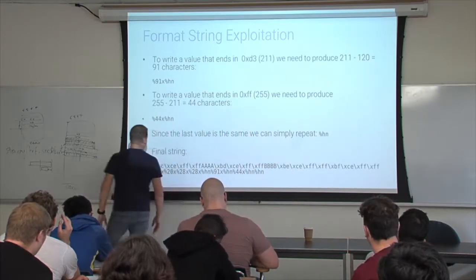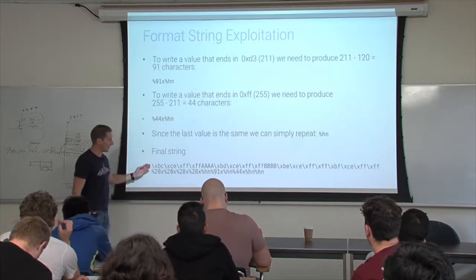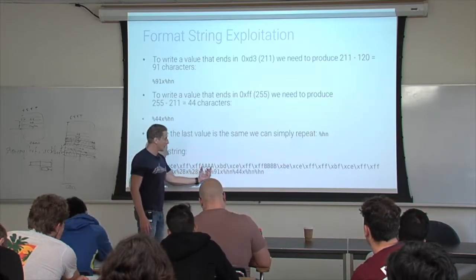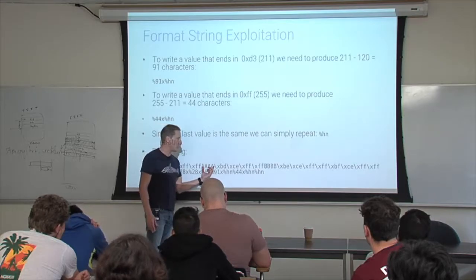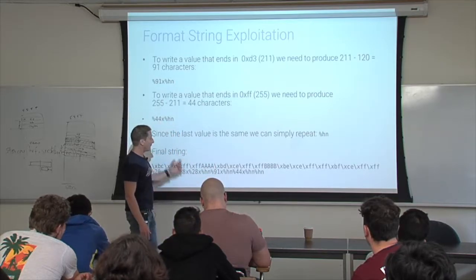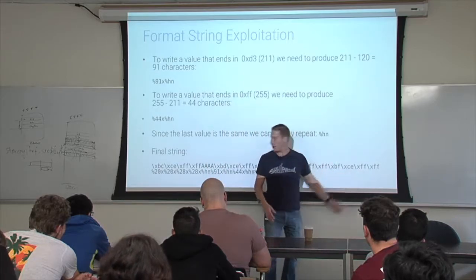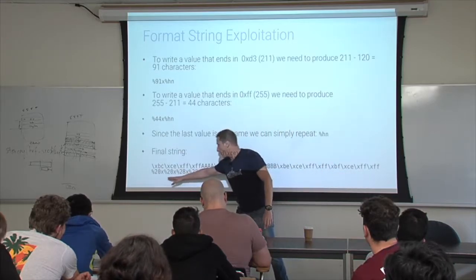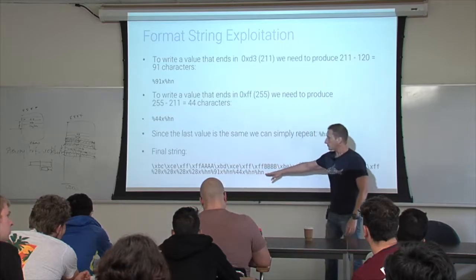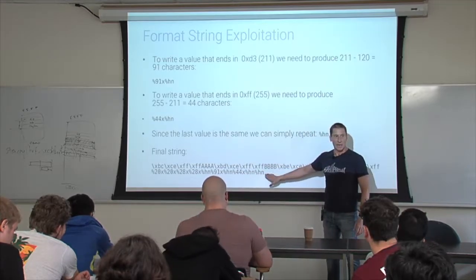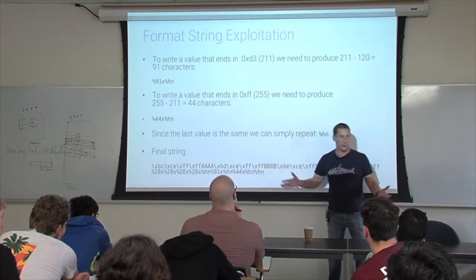So eventually, the final string is the first address, some stuff to add some count when we print with the % format, another address, something else, another address, and then all the stuff that we need to trigger everything. And by this point, we overwrote the return address.